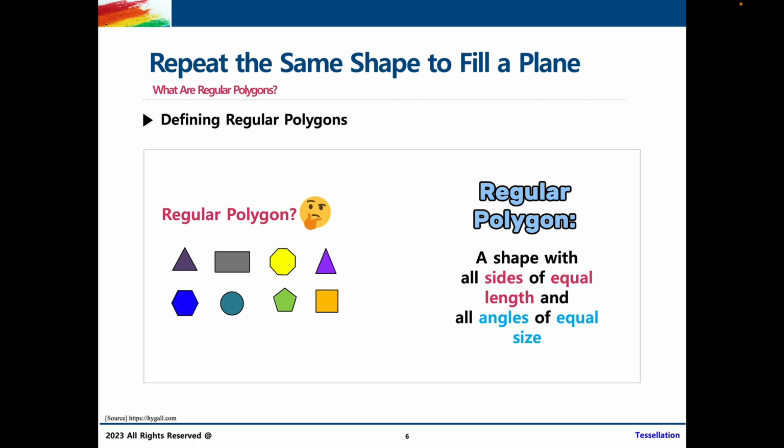Regular polygons are shapes with all sides of equal length and all angles of equal size, like a square or an equilateral triangle, like we talked about in our previous class about geodesic domes.